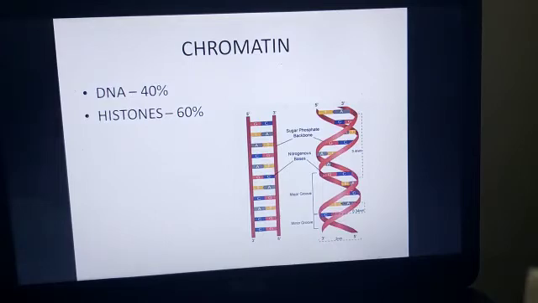So this is how the two strands of the DNA are connected with each other with hydrogen bonds, and they make up a polynucleotide. It means many nucleotides put together make up a polynucleotide.